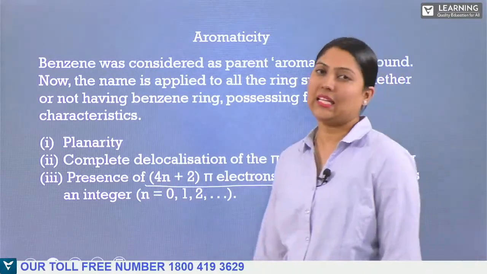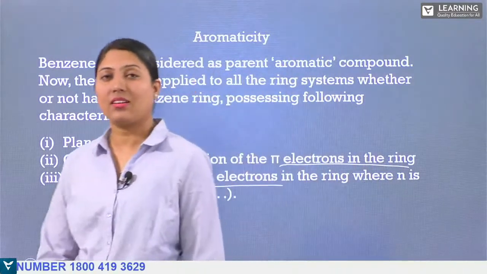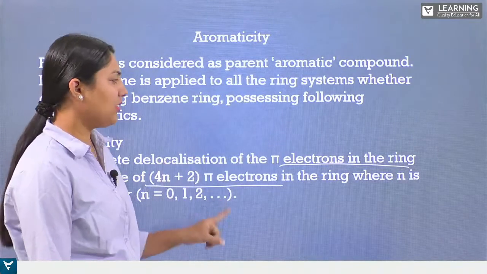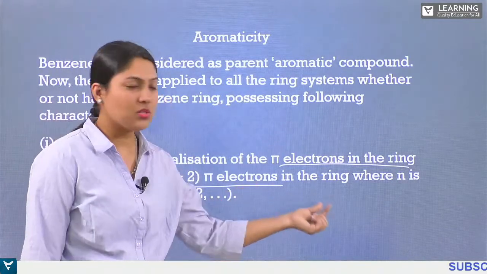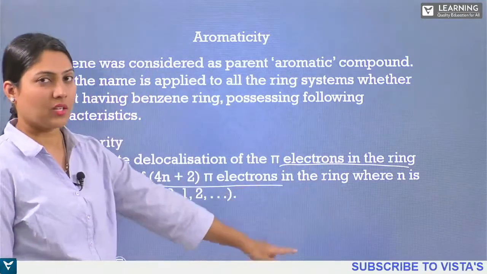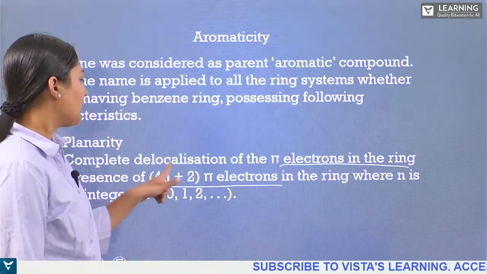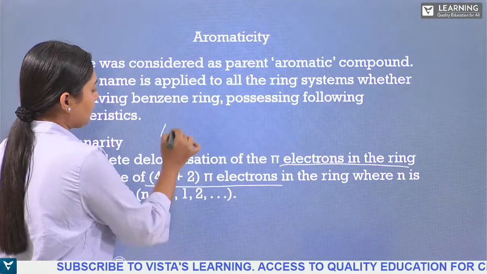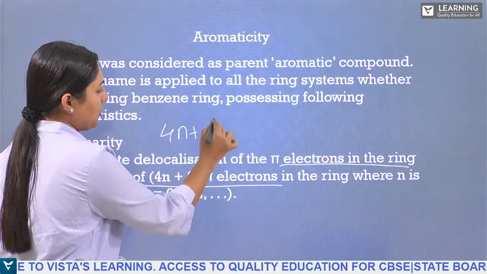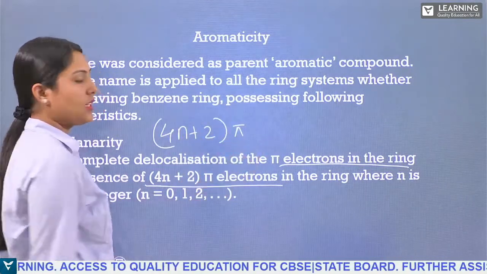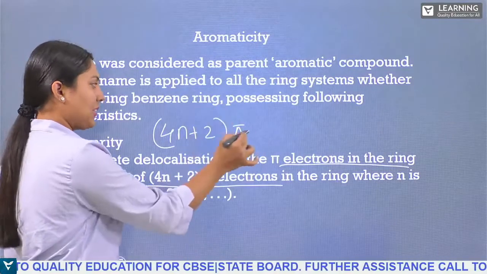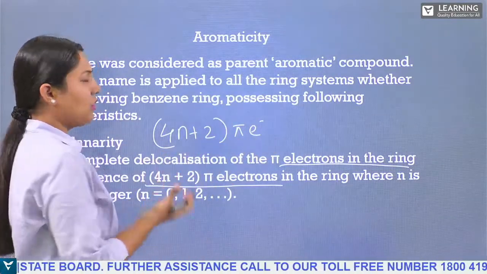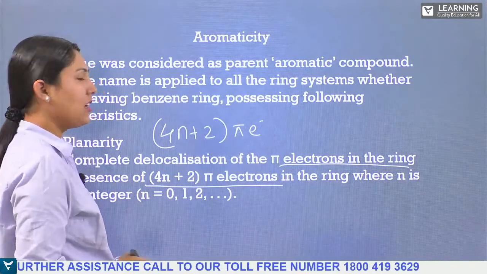What do we mean by n here? N is the ring. As we know, these aromatic compounds contain the ring structure, right? So they should have one ring. If you have one ring, then 4n plus 2 pi electrons should be present. That means you should check whether the pi electrons are there or not. If there are no pi electrons, then it will not be considered aromatic.